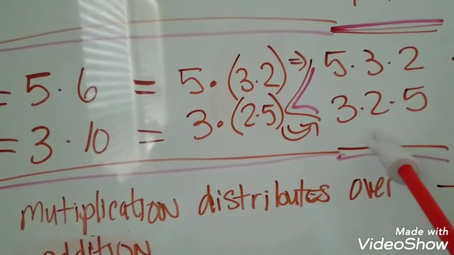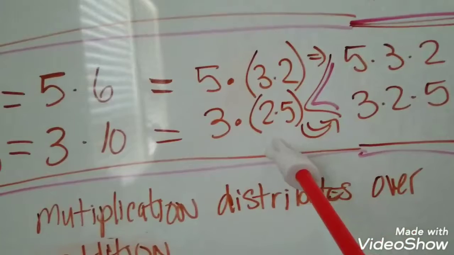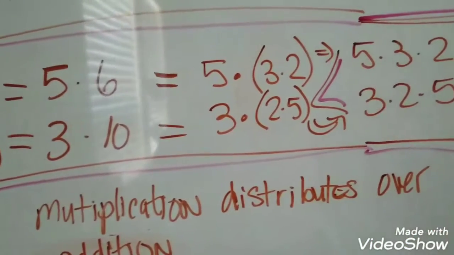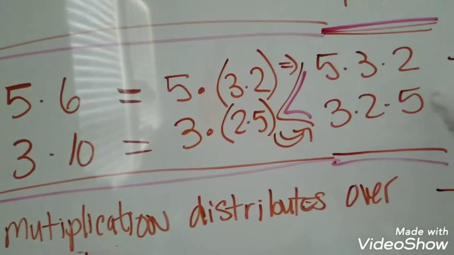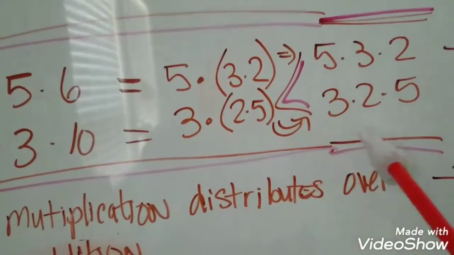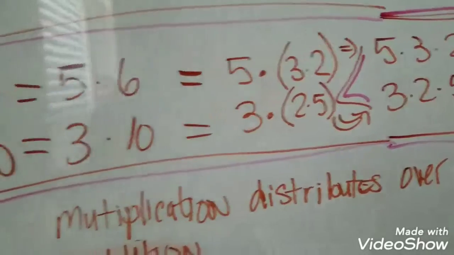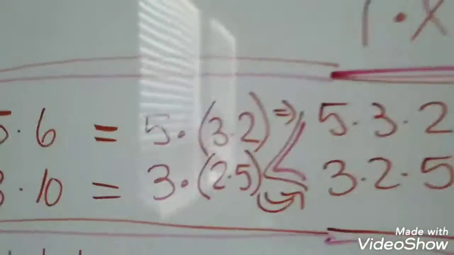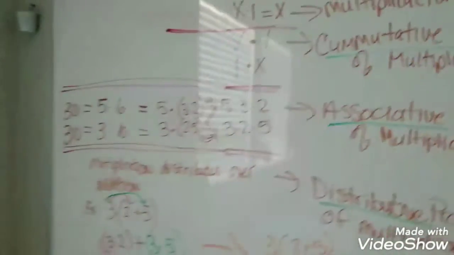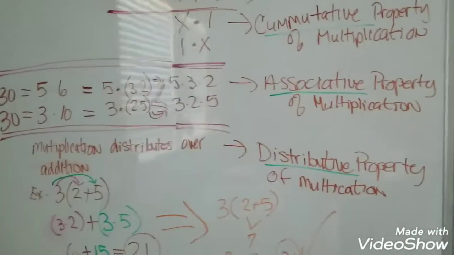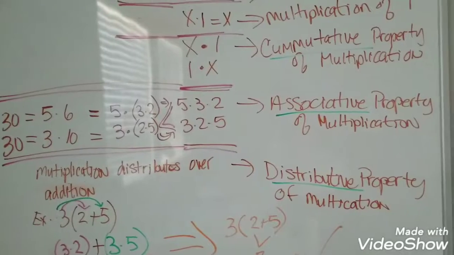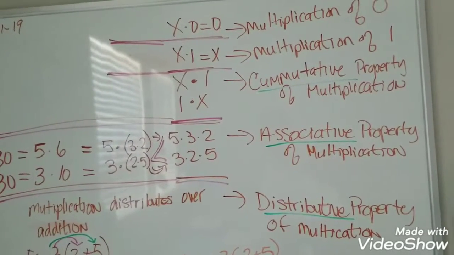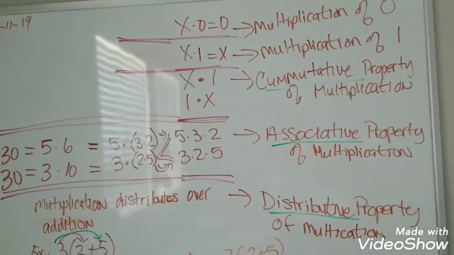Let's go to this one and put parentheses around it. 2 times 5 is 10. 10 times 3 is 30. As you can see, with or without parentheses, we still got the same answer. And they all gave us 30. So that's the associative property of multiplication. Again, which states it doesn't matter the order in which you group the numbers, the product will not change.